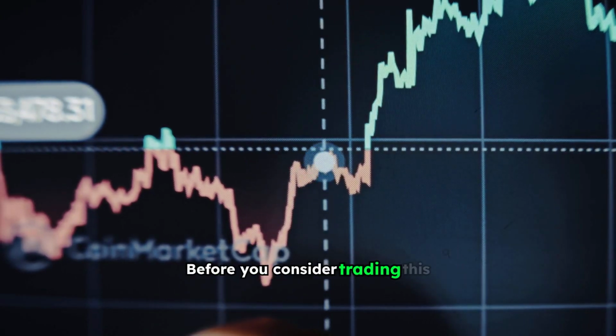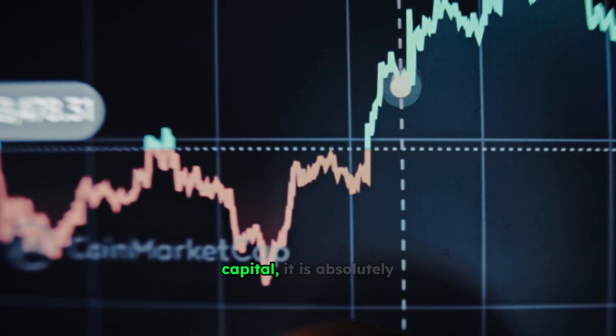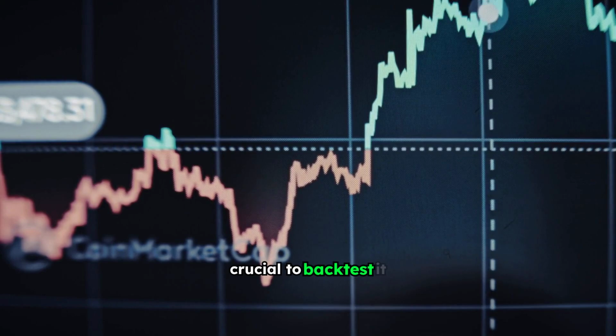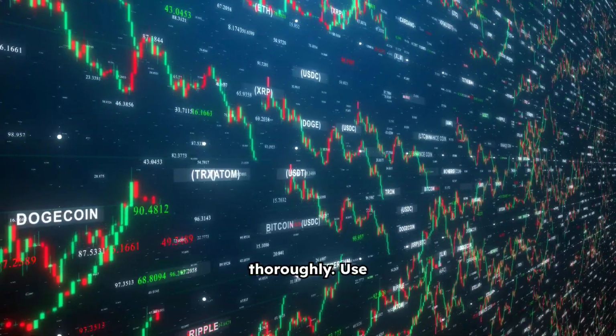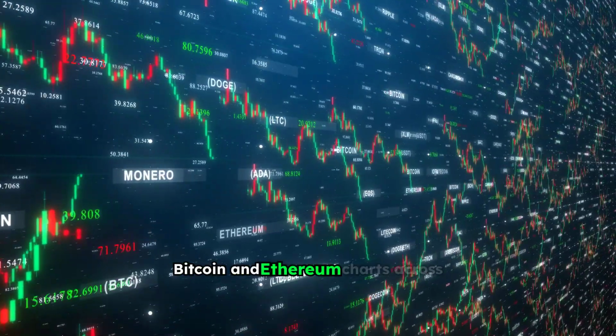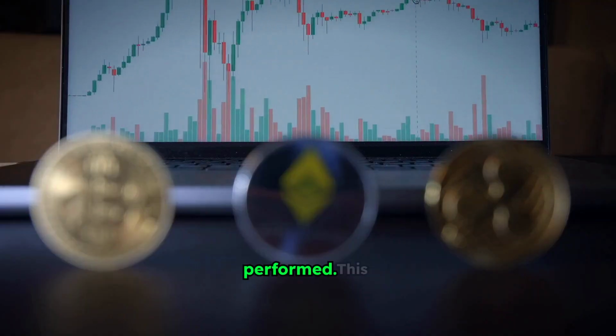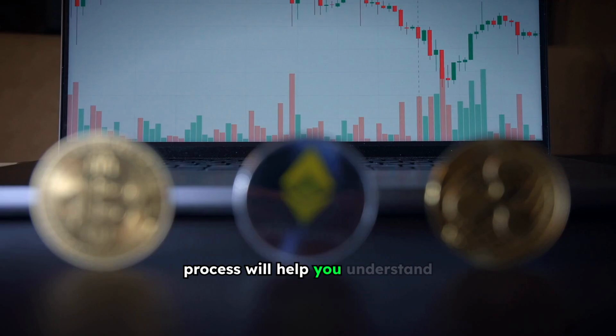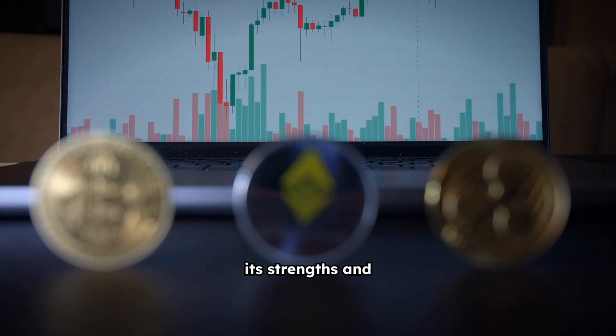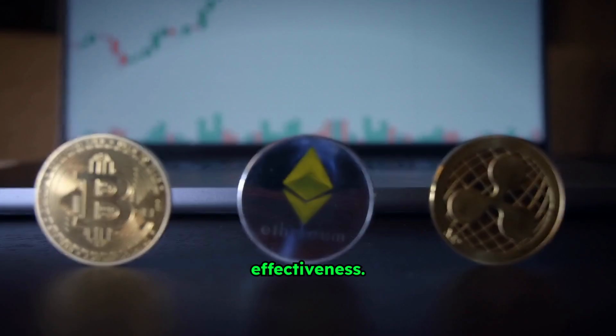Before you consider trading this strategy with live capital, it is absolutely crucial to backtest it thoroughly. Use historical data on both Bitcoin and Ethereum charts across various timeframes to see how the strategy would have performed. This process will help you understand its strengths and weaknesses and build confidence in its effectiveness.